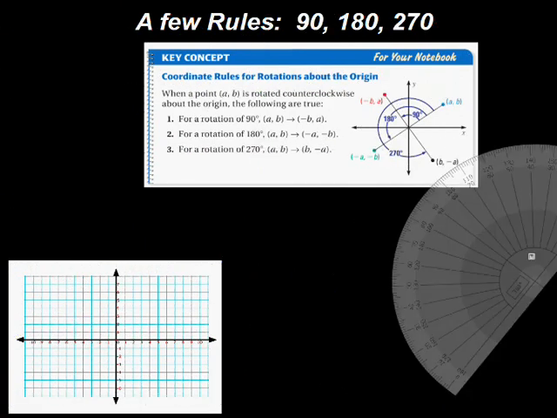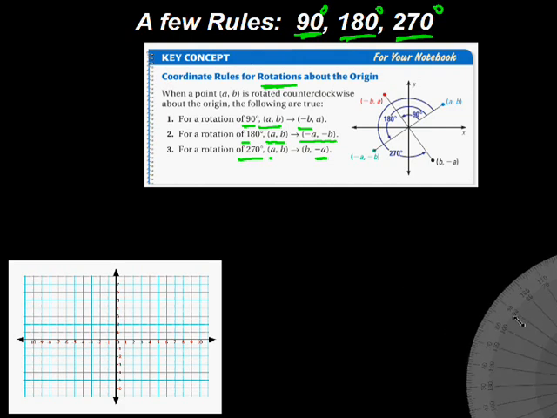There's a few rules. We got 90, we got 180, and we got 270. These are all degrees. If you want to do these rotations, you can follow these rules. For 90, you change (A, B) to (negative B, A). For 180, you go (A, B) to (negative A, negative B). And for 270, you change the A to negative. But let's see what's actually going on when we do this.